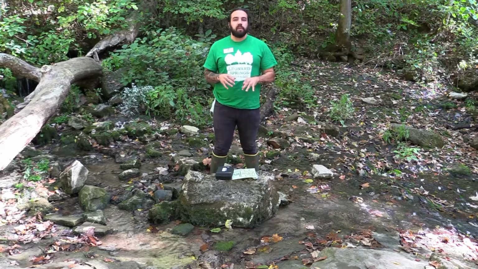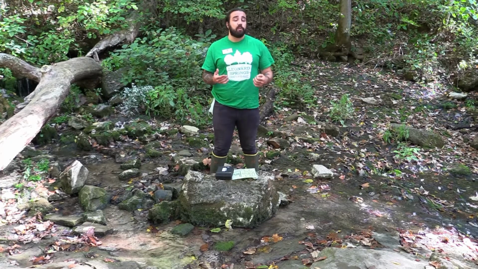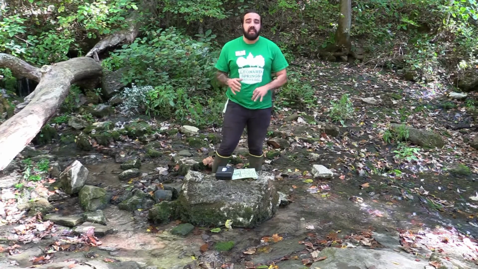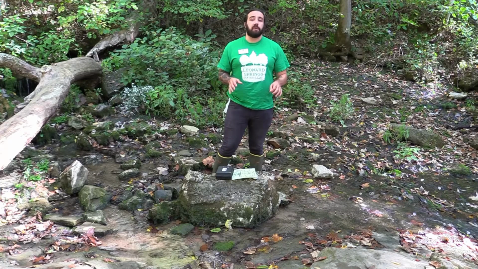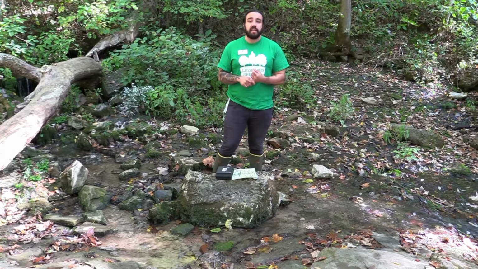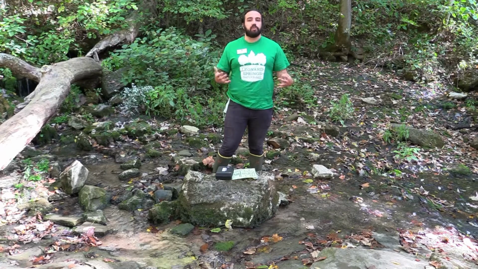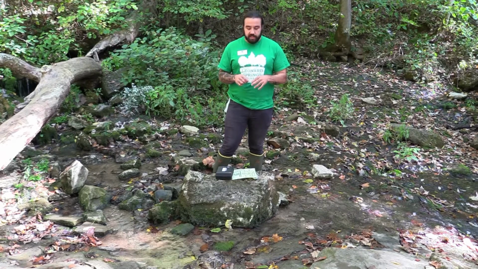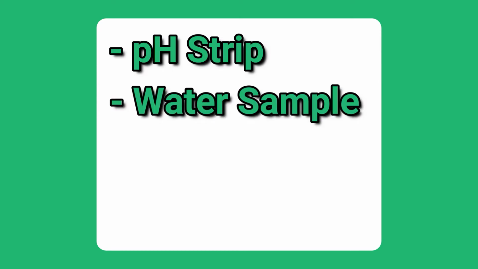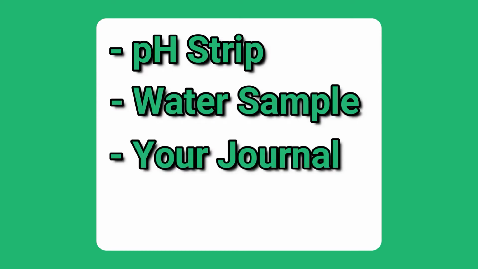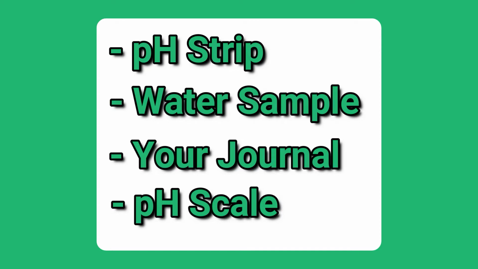For this sample, preferably you'd go outside, get an outside water source, but maybe you don't have access to that. That's fine. You can use any water source you have available. So you can use sink, you can use bottled water. Any water is going to give you some sort of reading similar to what ours is. But primarily you'll need this pH strip, a water sample, your journal, and our pH scale with example acids and bases.